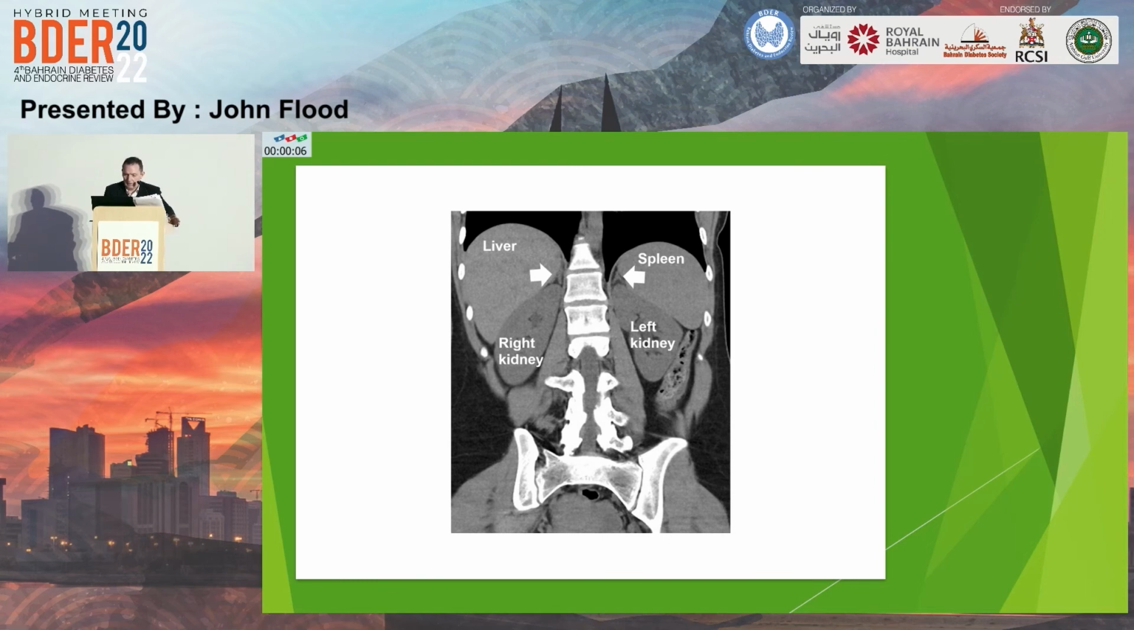The last 4 or 5 slides is all radiology. I know I'm running out of time, so I'll be 2 seconds. The normal adrenal gland is as follows.